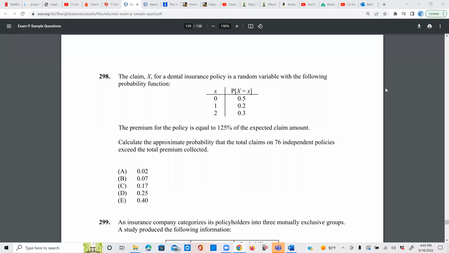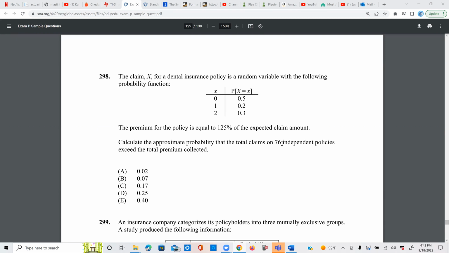Claim X for a dental insurance is a random variable with the probability function given below. The premium for the policy is 125% of the expected claim amount. Calculate the approximate probability that the total claims on 76 independent policies exceed the total premium collected.